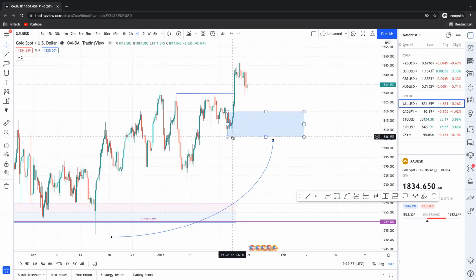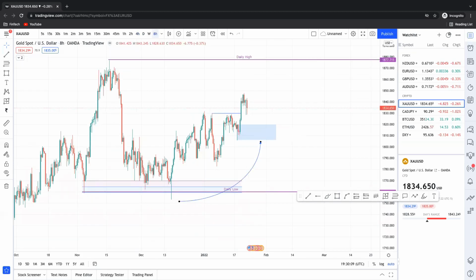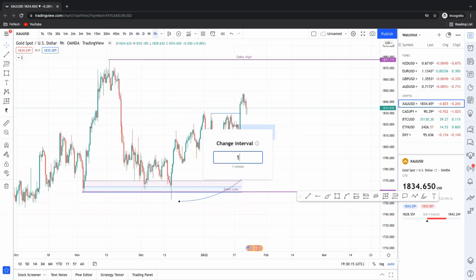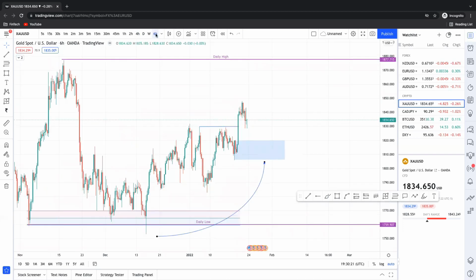See, now you are confused here. How many candles are here? 1, 2, 3, 4, 5. So how do I find this order block? In this case, this is what you need to do: 6 hour, or let's say 8 hour. You need to find one candle which is the order block. Or maybe 10 hour. No, I think 6 hour is fine. So 6 hours. See, you see this?